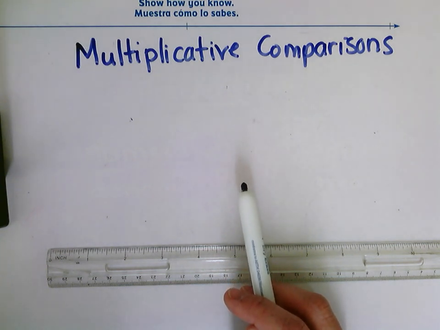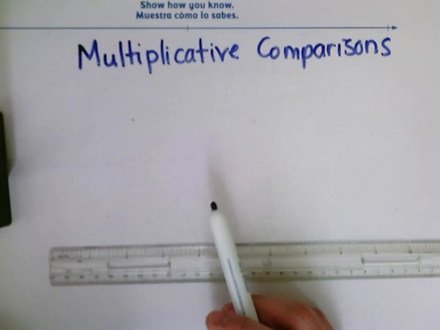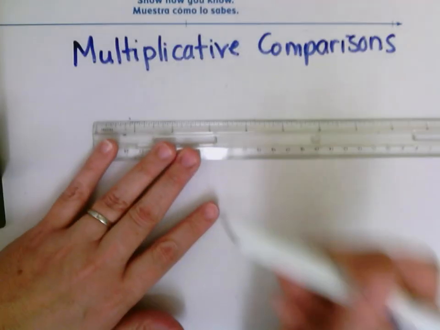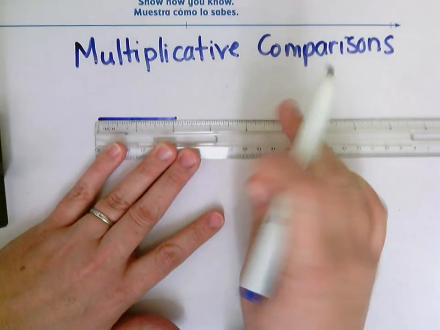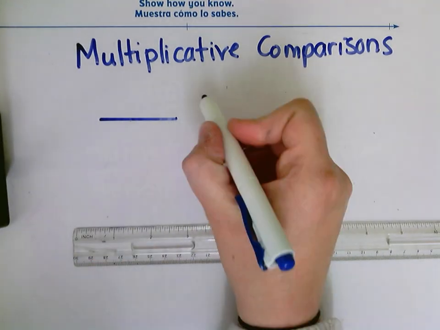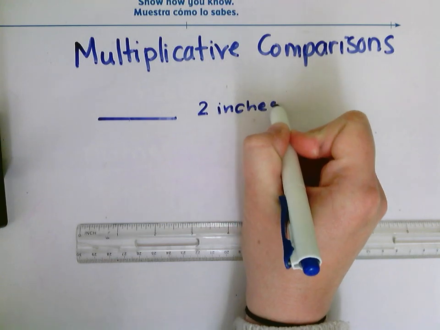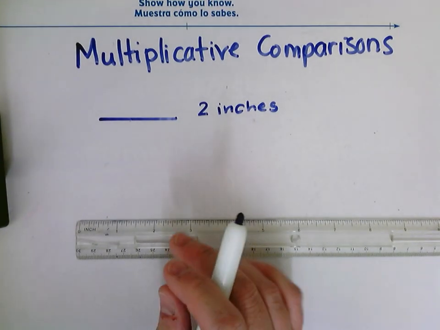So the first thing that I'd like for everyone to do is to go ahead and draw a line that is exactly 2 inches long. And if you don't have a ruler with you, I want you to try to draw a line that you think might be about 2 inches long. So I'm going to draw one here. That's my 2 inches, and so I'm going to write that out here, 2 inches.